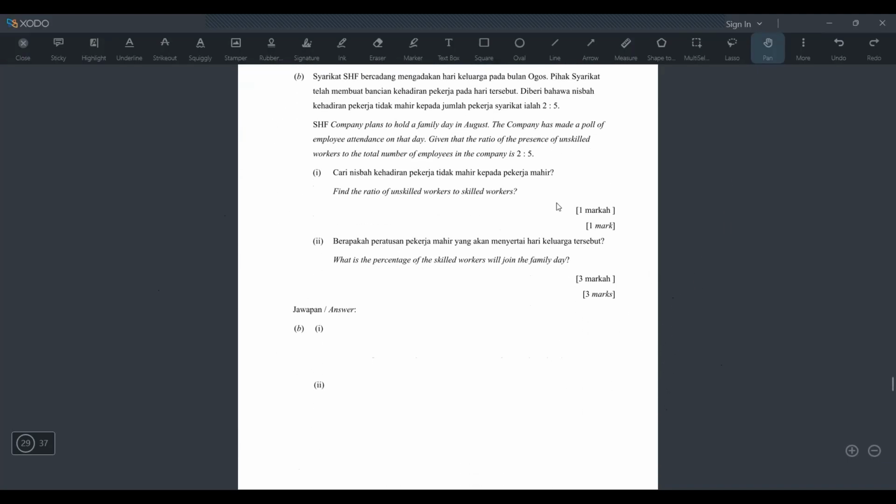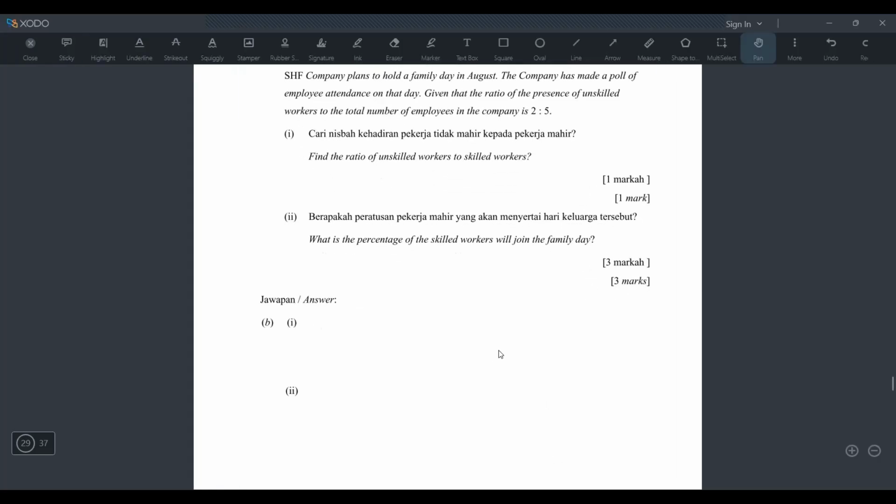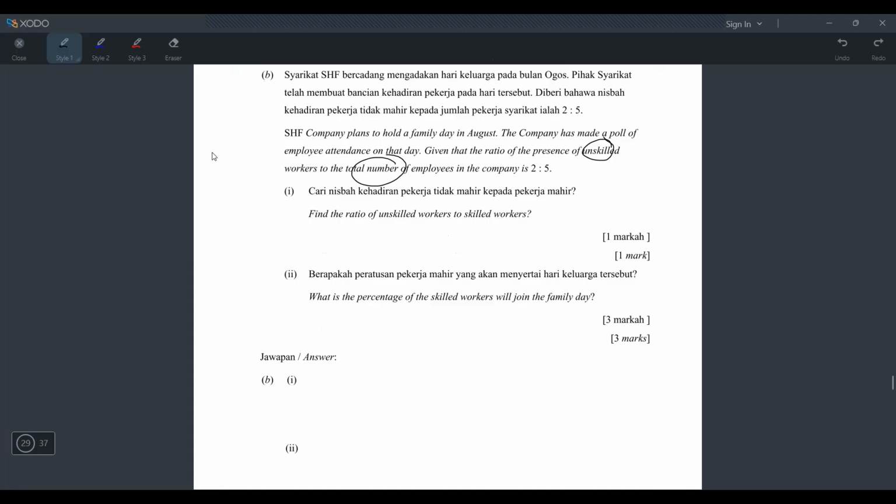So there is still more I have to do. Let's see this one. SHF company plans to hold a family day in August. The company has made a poll of employee attendance on that day. Given that the ratio of unskilled to total is 2:5. So unskilled to total, let's see, how to write this? So we have unskilled worker.